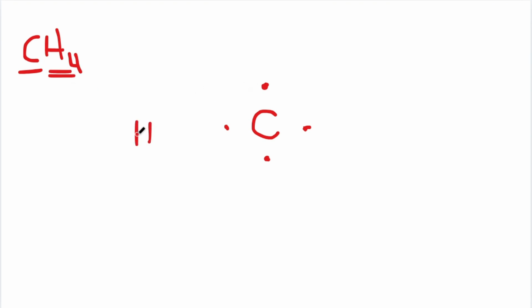Let's put methane, CH4. Now it has 1 carbon and 4 hydrogen. So we have carbon here. It has 6 electrons. So we have 1, 2, 3, 4, 5, 6. So we have 4 outer shell electrons. We have 4 valence electrons. Now to satisfy, we have hydrogen. We have 4 hydrogen now. Hydrogen only has 1.